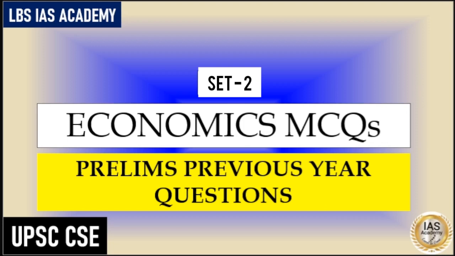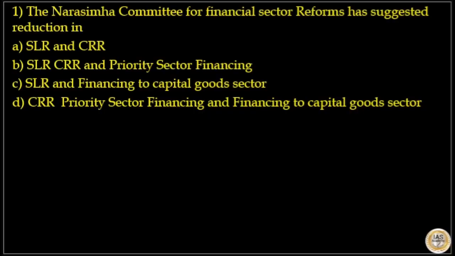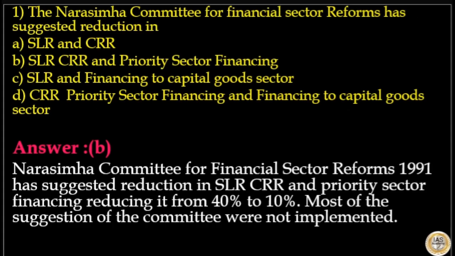Our first question is, the Narasimha Committee for Financial Sector Reforms has suggested reduction in: option A, SLR and CRR, that is statutory liquidity ratio and cash reserve ratio. Option B, SLR, CRR and priority sector financing. Option C, SLR and financing to capital goods sector. Option D, CRR, priority sector financing and financing to capital goods sector. Here, the correct answer to this question is option B, SLR, CRR and priority sector financing.